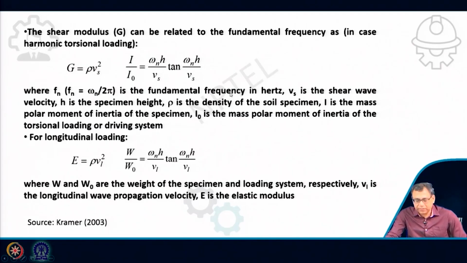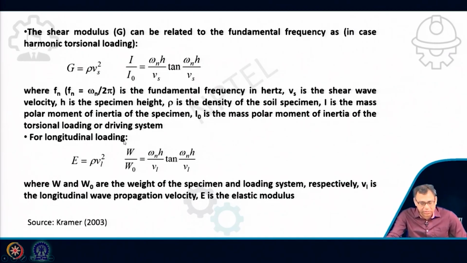So, this is the fundamental frequency in Hertz, Vs is the shear wave velocity, H is the height of the specimen, rho is the density of the soil specimen, I is the mass polar moment of inertia of the specimen that we can measure, and I0 is the mass polar moment of inertia of the torsional loading or driving system. That should also be known. So, I is known, I0 is known, rho is known, Vs we have to calculate, and the fundamental frequency we will identify. By using this expression you will get Vs. From Vs, using this expression we will get the shear modulus.